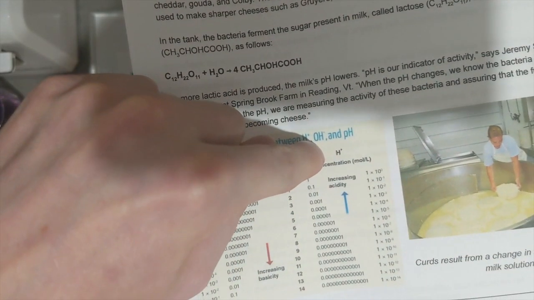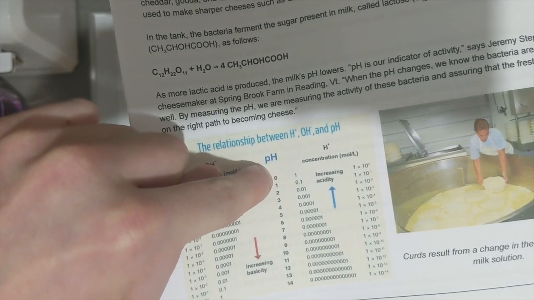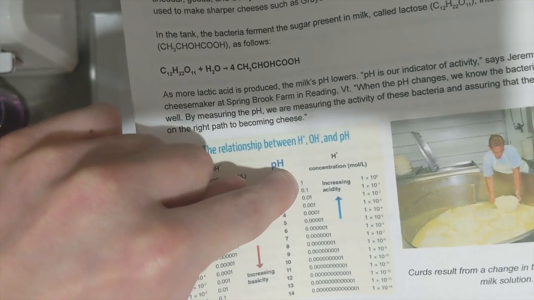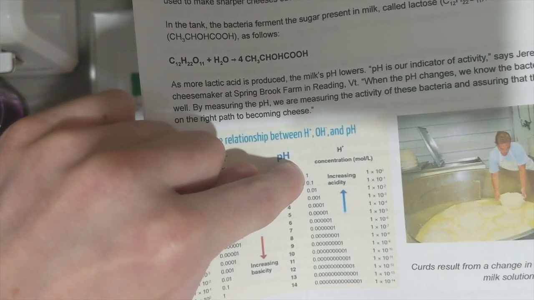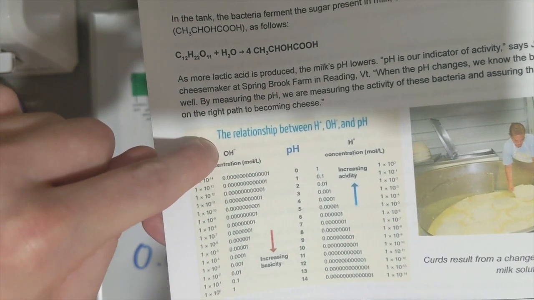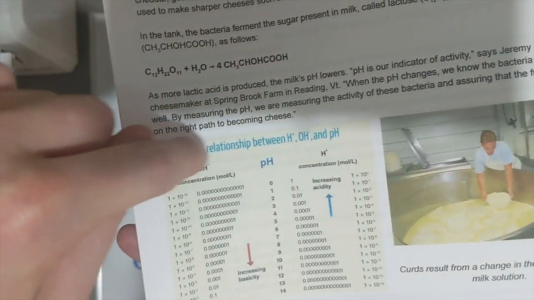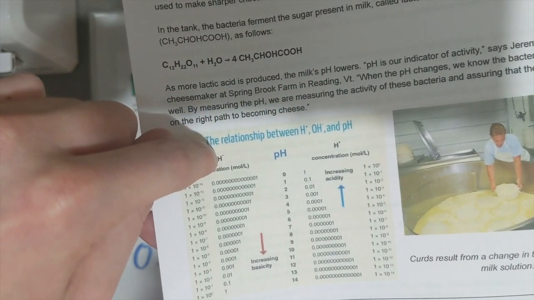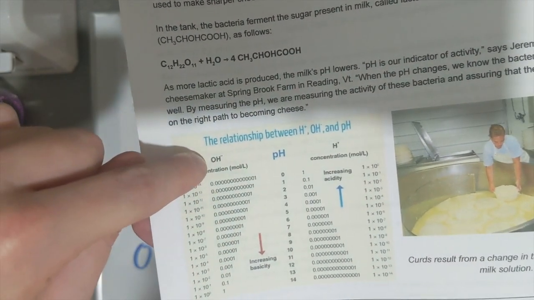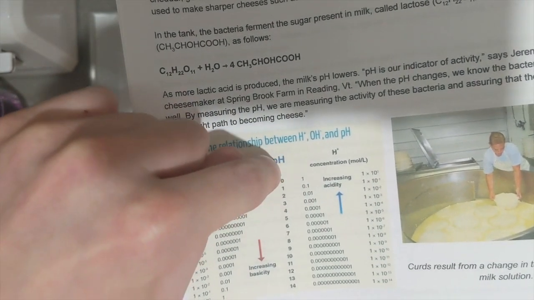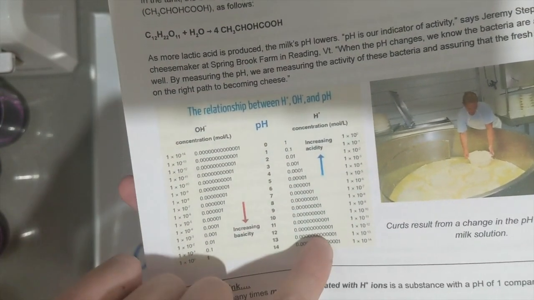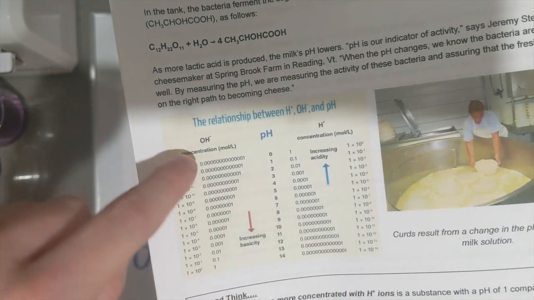And right here are H pluses. So with a pH of 0, that means that we have 1 mole per liter of acid. That's an incredibly high concentration. If we have a pH of 0, that means we have 10 to the negative 14th OH minus ions. These guys are always in a balance, okay? As we go up the pH scale, we're decreasing H plus ion concentration and we are increasing OH minus concentration.